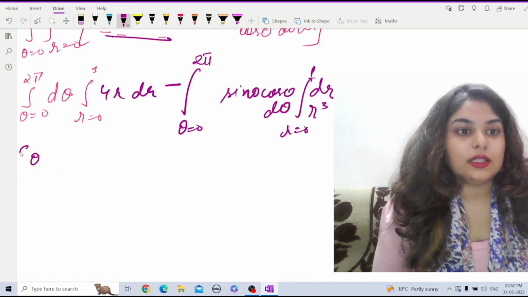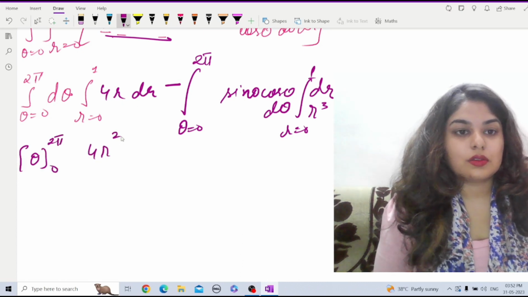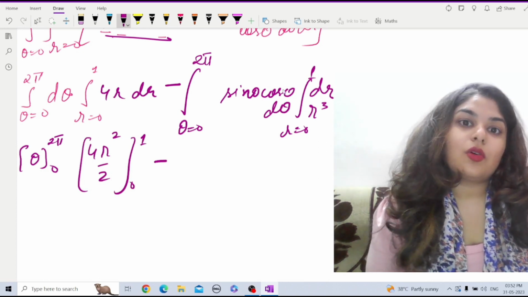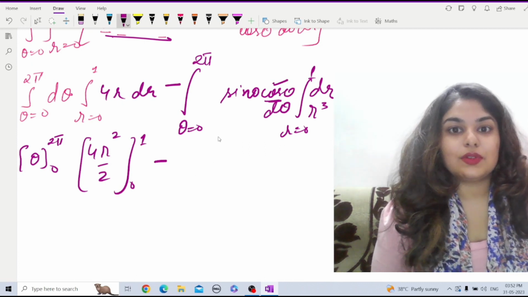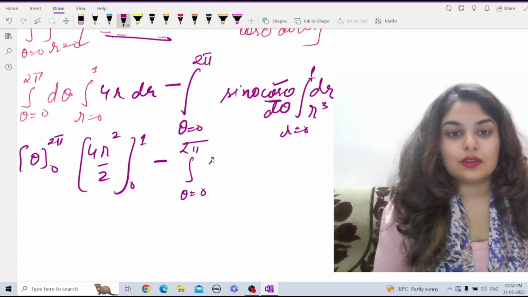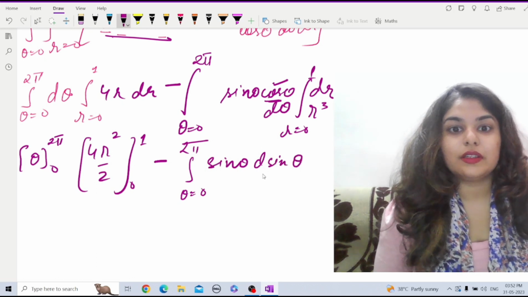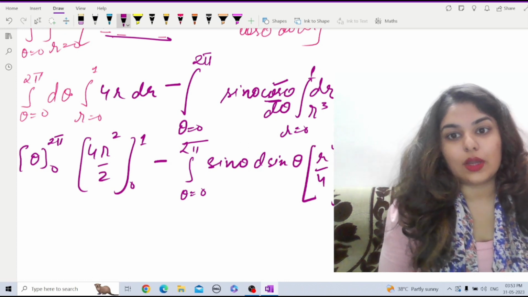So the d theta integral is basically theta from the range 0 to 2 pi, and this is 4r square by 2 from 0 to 1, minus, now here cos theta d theta can be written as d sine theta, right? So this can be written as follows, that is theta from 0 to 2 pi, sine theta d sine theta, and here we have r to the power 4 by 4, 0 to 1.